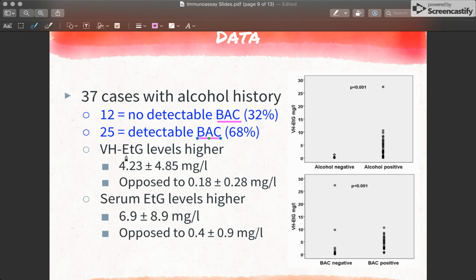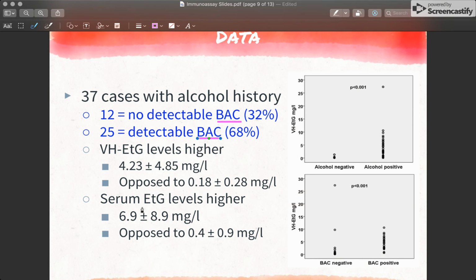And so a much higher level we see here for those that were cases with an alcohol history than we do for cases with a low alcohol history or no alcohol history. So we had about 4.23 milligrams per liter with a standard deviation of 4.85. So a pretty high standard deviation there, but still a much higher mean VH-ETG level for people with an alcohol history than that for people without, which is only 0.18. We also see a pretty high standard deviation there relative to the 0.18 mean. But again, overall, even with the max level here, it would be pretty low comparatively.